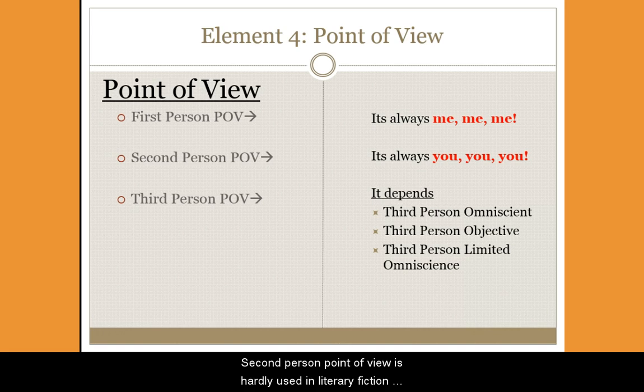Second-person point of view is hardly used in literary fiction stories, but it is used almost exclusively in RPGs and video games. You become the character in the story, and everything is happening to you.